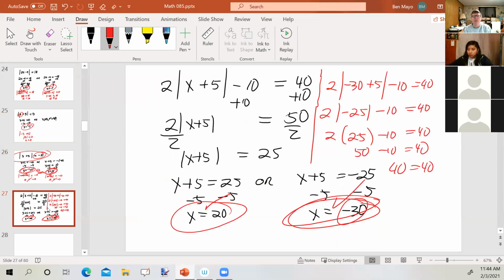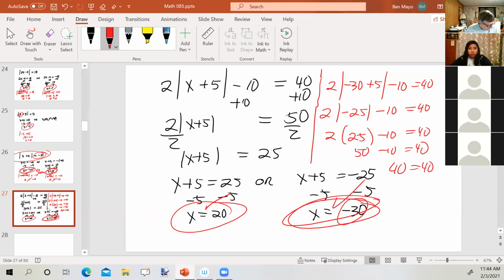If you have an equation that has not just an absolute value, but has other numbers involved on the same side of the equation, use the appropriate operations to get rid of them to where you've got just an absolute value equals a number, and then go from there.